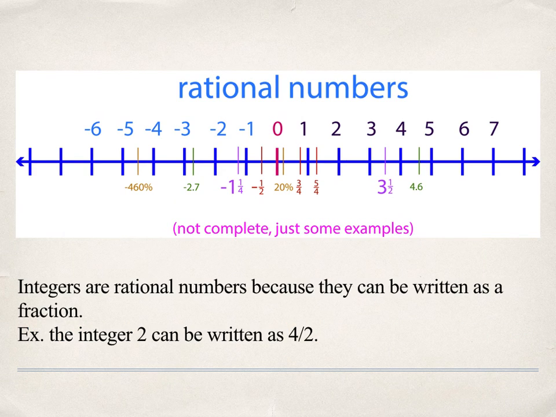Here's an example of rational numbers on the number line. Above the number line, you have the integers, which are the numbers on the number line. On the bottom of the number line, you have the rational numbers that are written as fractional parts. An example: the integer number 2 can be written as a fraction as 4 over 2, which also means 4 divided by 2.